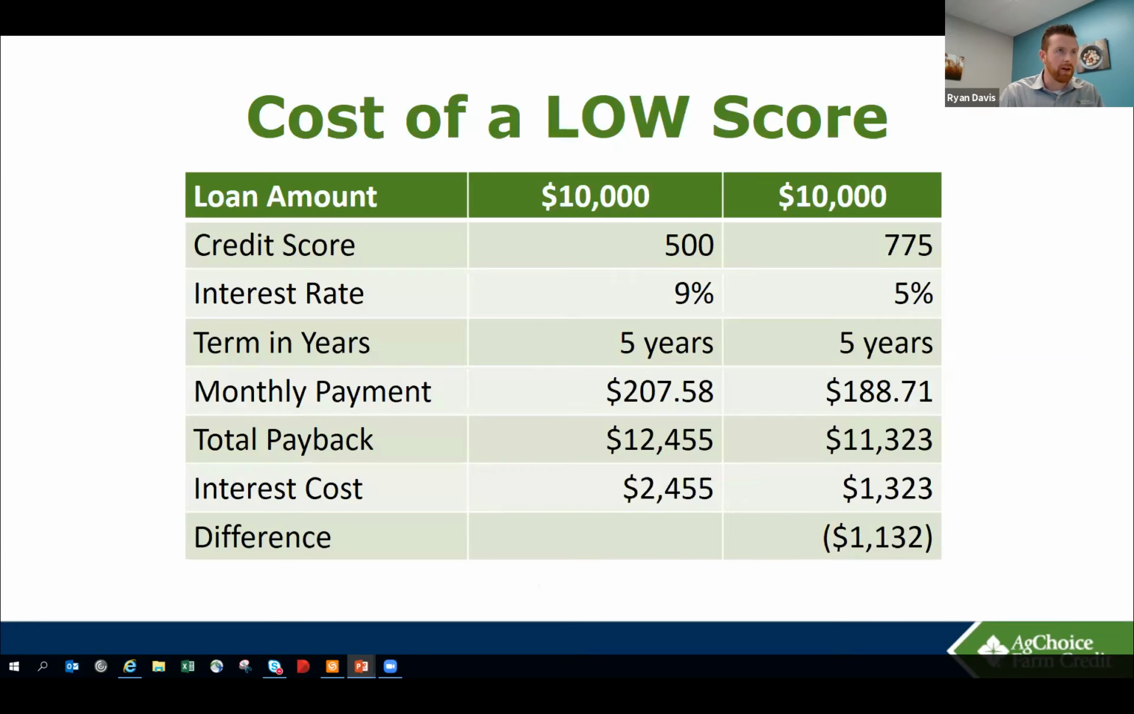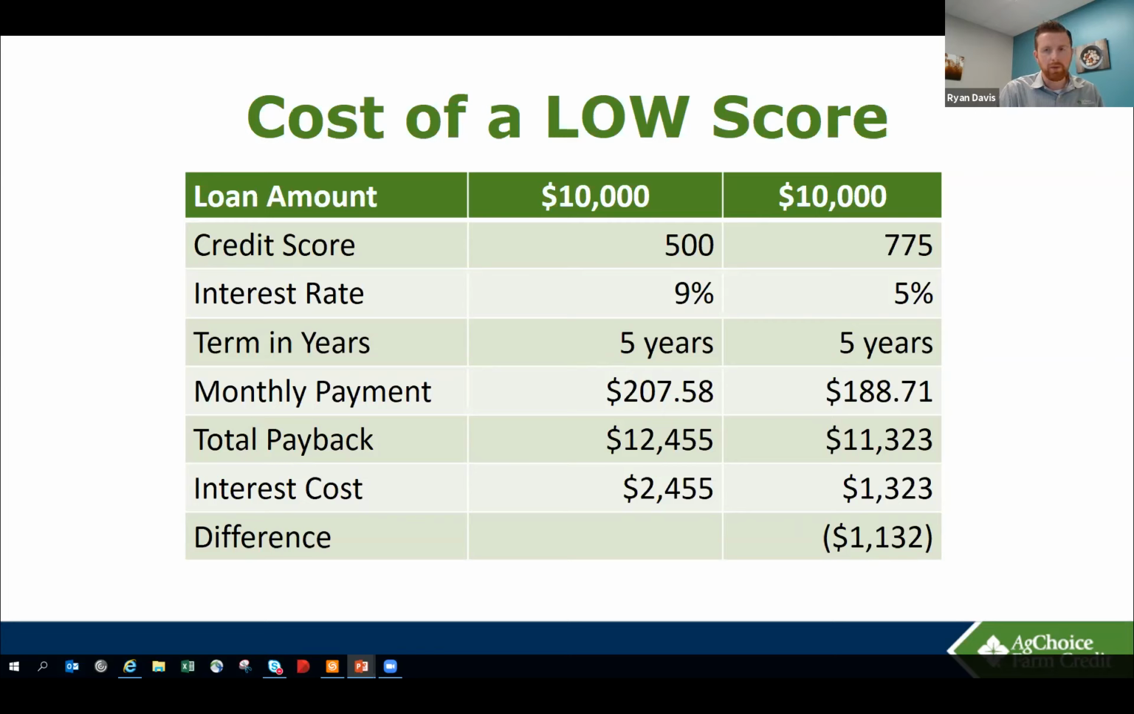Now, to give you an idea of how this actually ties practically to what it could cost you as a borrower, here's just a generic example of two situations. Two different borrowers trying to borrow $10,000, one with a credit score of 500 and one with a credit score of 775. And just an idea of what kind of difference you may see in your loan rate. So as you can see, the person with a 500 credit score has an interest rate of 9% on their loan, and the person with the 775 credit score has an interest rate of 5%. Same term of years, 5-year term, and monthly payment doesn't seem that different. It's only about $20 different per month.